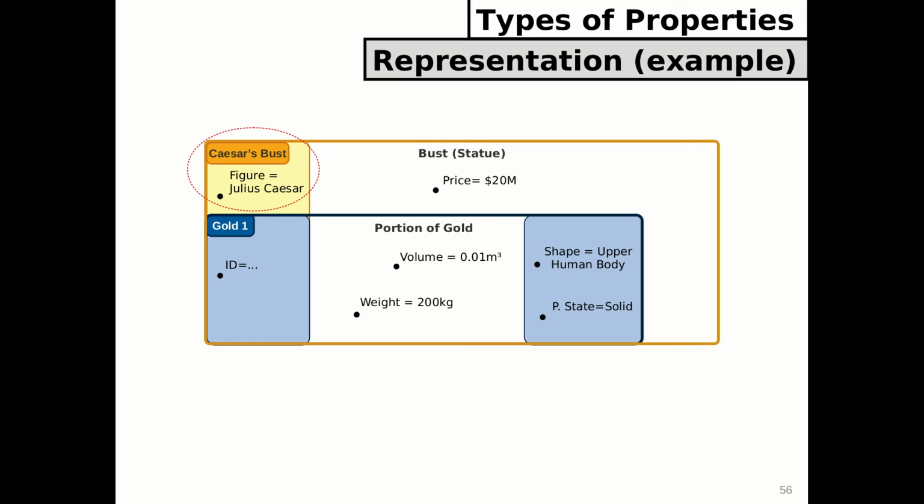Here we have a representation for the bust example. On the upper left corner, we can see that it's Caesar's bust, and as an identity-related property, we have the represented figure with the value Julius Caesar. And here we have the favorable properties that establish the favorable circumstances for the existence of the bust. And they include the shape of the constituent material as an upper human body, and the physical state of the constituent material as a solid state.